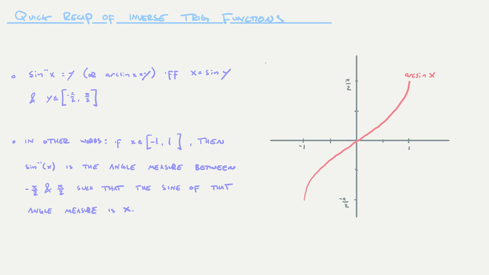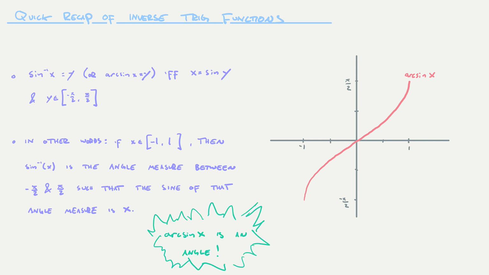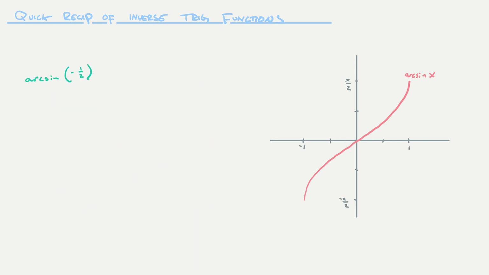I did put this other bullet point. It says, in other words, if x is an element of the set that goes between -1 to 1, then the sine inverse of x is the angle measure between -pi/2 and pi/2, such that the sine of that angle measure is equal to x. The sine of the angle measure that becomes the output of our inverse function is x. This is just kind of a reworded definition of what inverses are. But the main thing is arc sine of x, or sine inverse of x, is an angle.